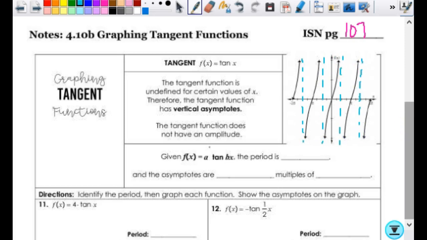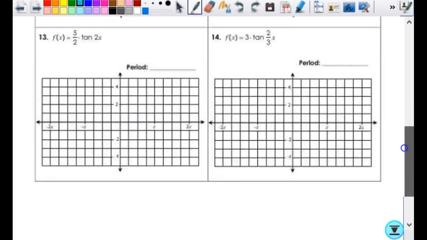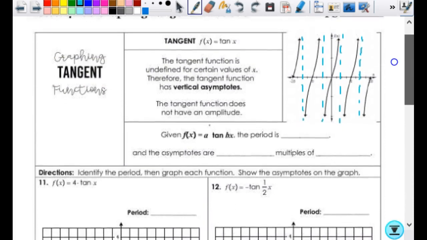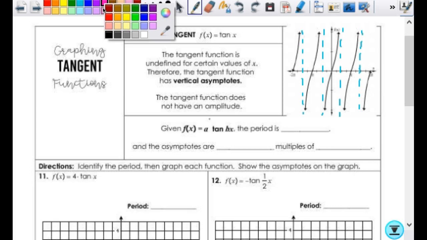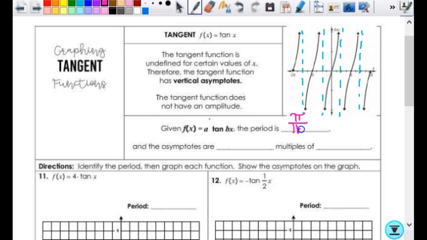The tangent function does not have an amplitude, right? Because we are starting off with just our vertical stretch and compression and horizontal stretch and compression. We only have A and B in here, and then we'll add the others starting tomorrow. But if I have the A and the B in there, then the period is pi over the absolute value of B.